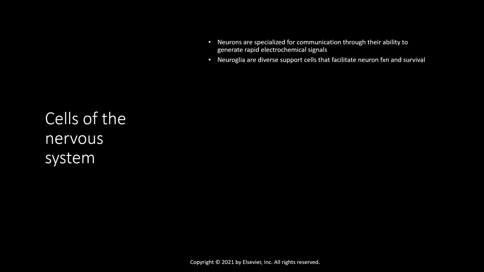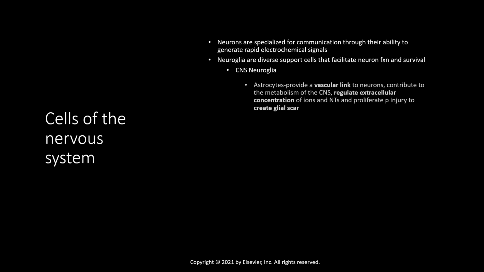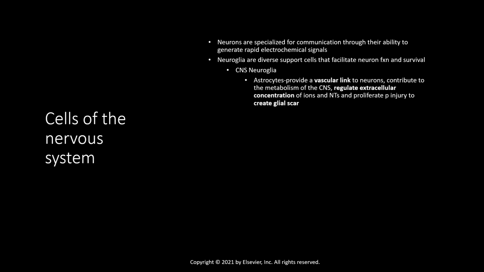Neuroglia are the diverse support cells that facilitate neuron function and survival. And we've got several different types of neuroglia, and you are going to want to be familiar with these. So our astrocytes provide a vascular link to neurons, contribute to the metabolism of the central nervous system. They regulate extracellular concentration of ions and neurotransmitters, and they proliferate after injury to create a glial scar.